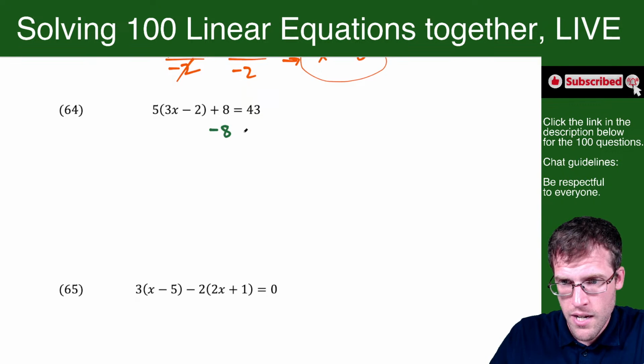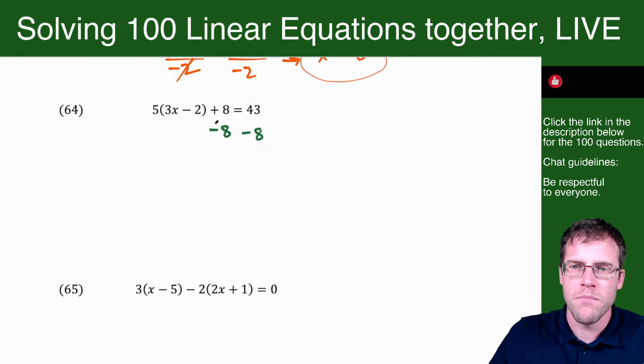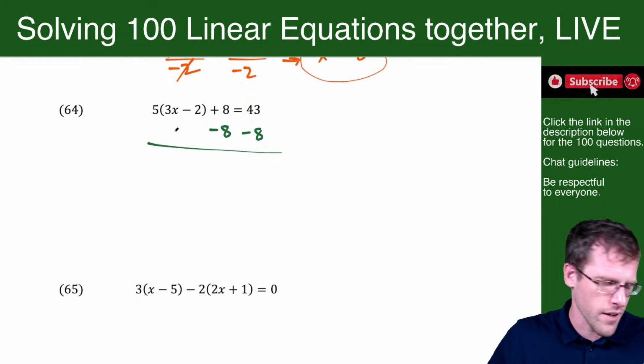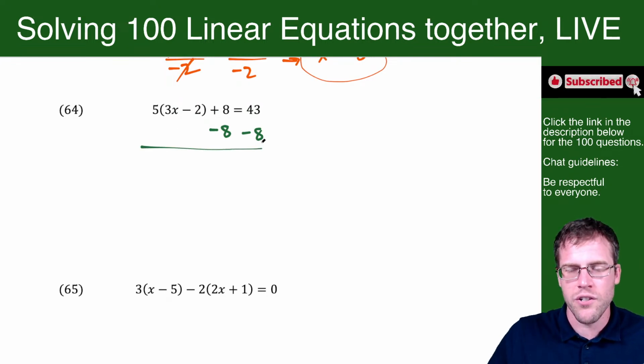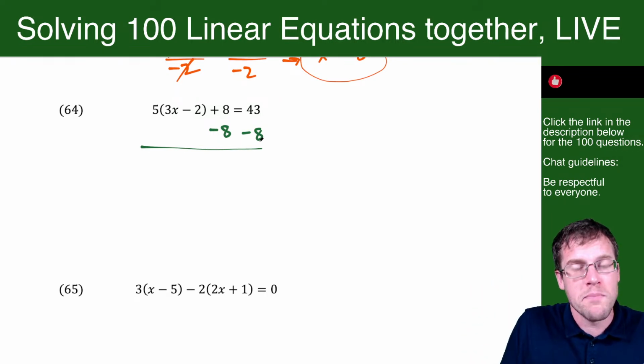All right, so minus 8 on both sides. Now, look, we could distribute first, but math is not always so rigid. You don't have to do it one specific way. That's what gets students nervous sometimes. Like, oh, I have to do this one specific way.